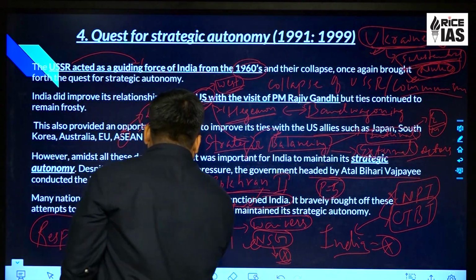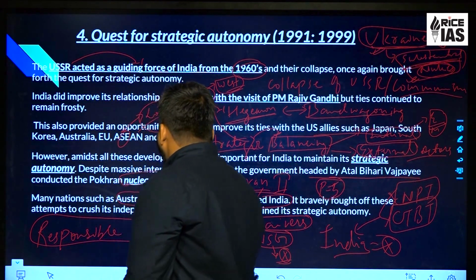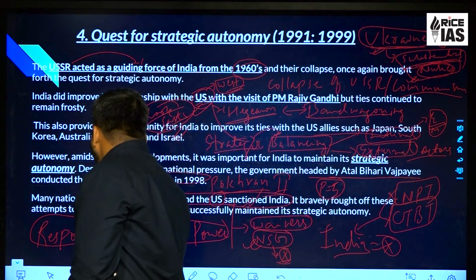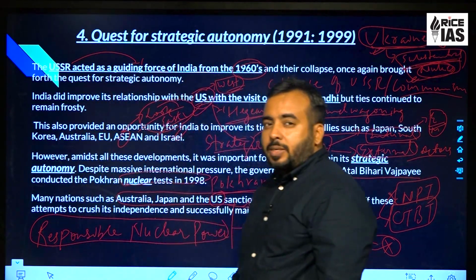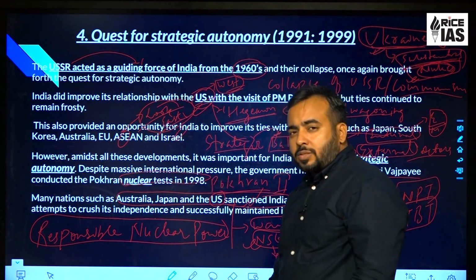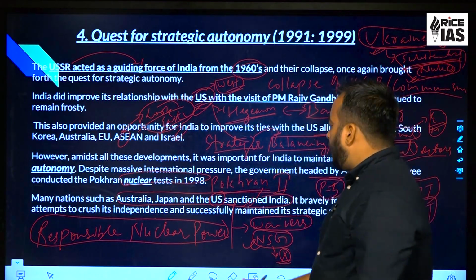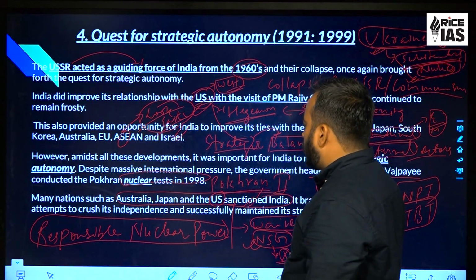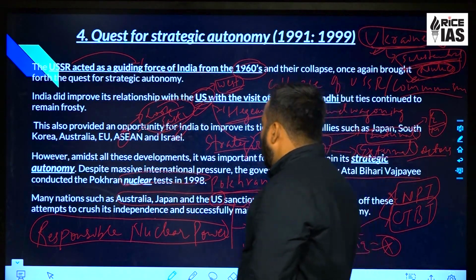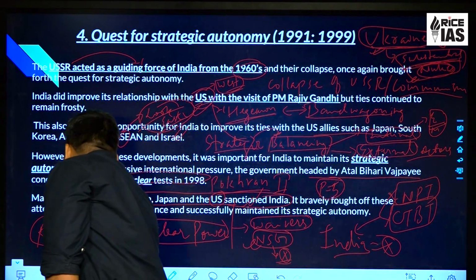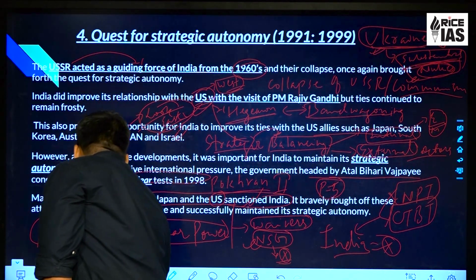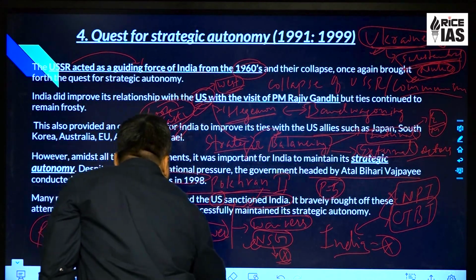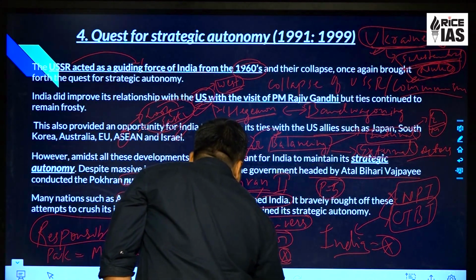What is the example of an irresponsible nuclear power? Pakistan has been called a mad child with a bloody knife, because it has nuclear weapons, which have arguably been on sale by AQ Khan, and have been sold to North Korea. Pakistan is a mad child with a bloody knife. The bloody knife is the nuclear weapon.